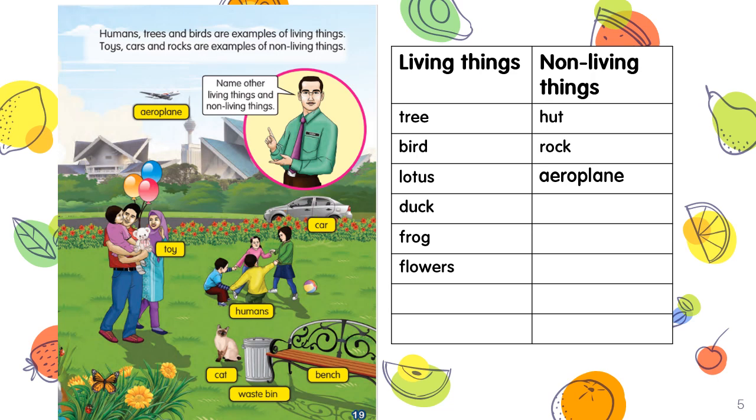Let's take a look at the answer. Toy is non-living things. Okay, now let's take a look at the next one. Car. Let's see the answer. Car is non-living things. Let's take a look at the next one.